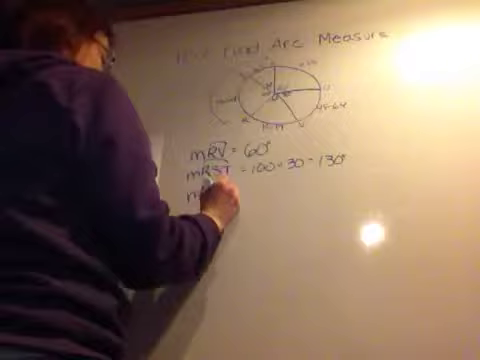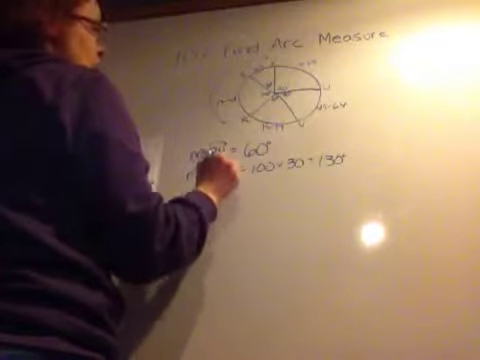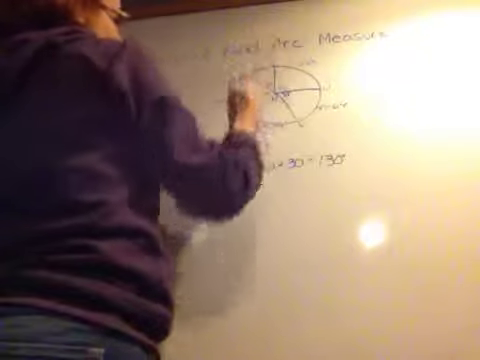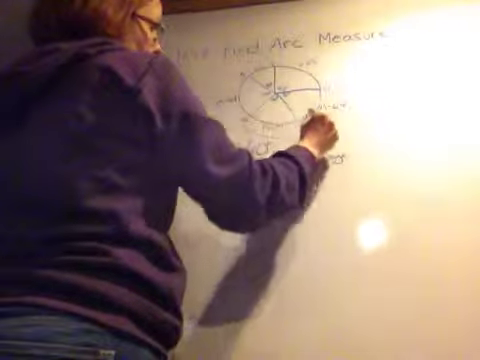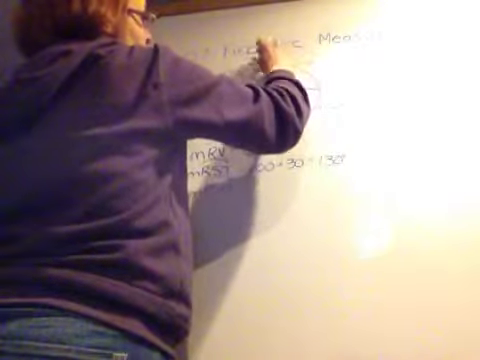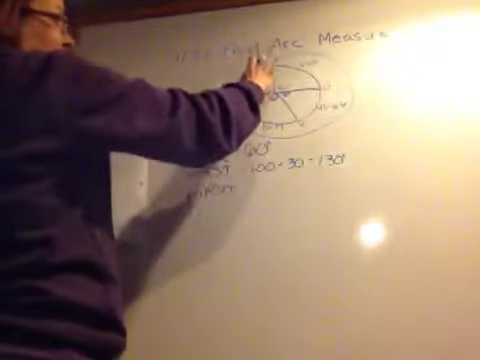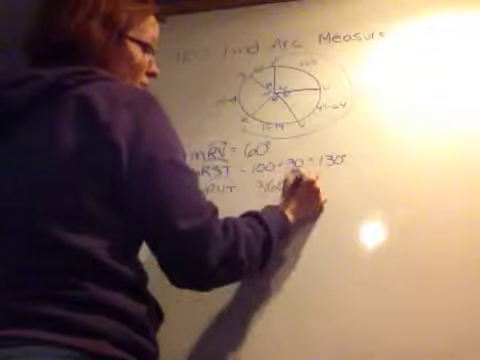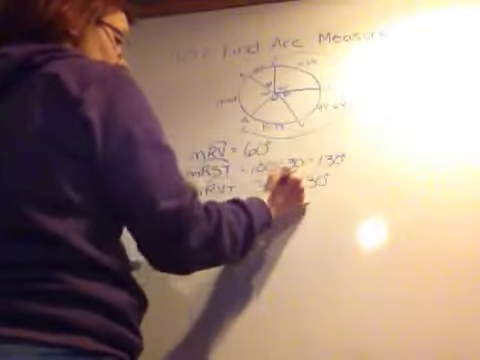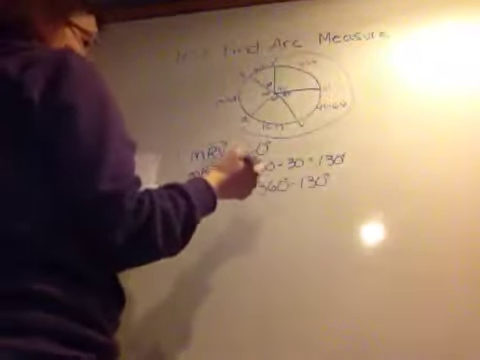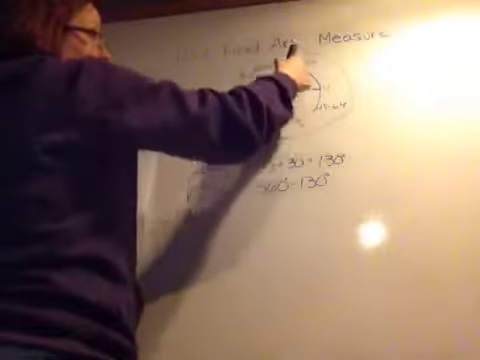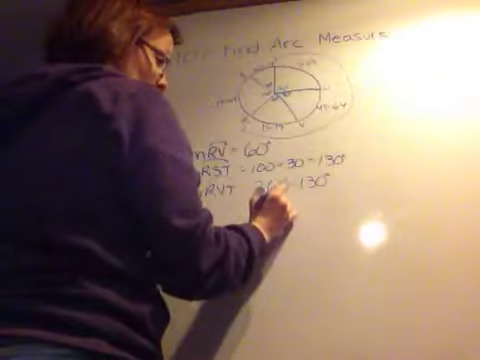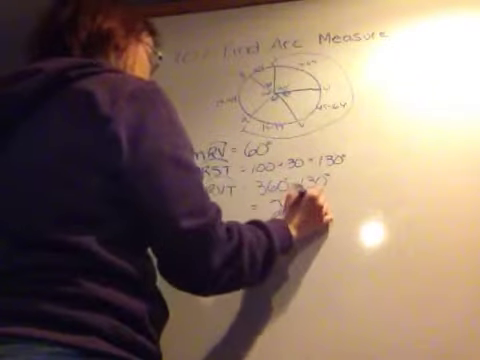Then we want to find the measure of arc RVT. So RVT starts at R, goes to V, and then goes to T. So it is everything except this 130. So what we're going to do is take 360 and just subtract 130. That'll be the simpler way to go. You could also do 60 plus 80 plus 90 to get there. And that's going to be 230 degrees.